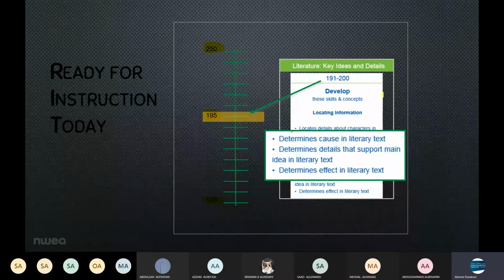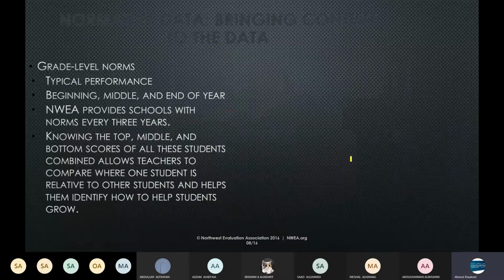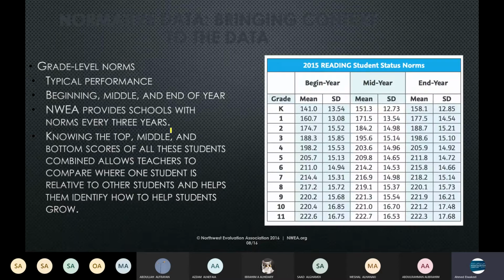Okay, so these are the areas in which we need to develop and work on. Of course, we have the normative data, bringing context to the data. For the grade level norms, the typical performance at the beginning, middle, and also end of the year. As you have already been tested more than one time a year, we are being tested 3 times a year.